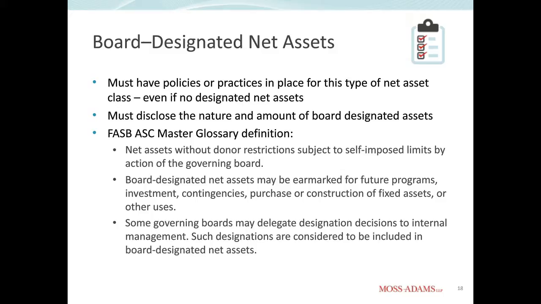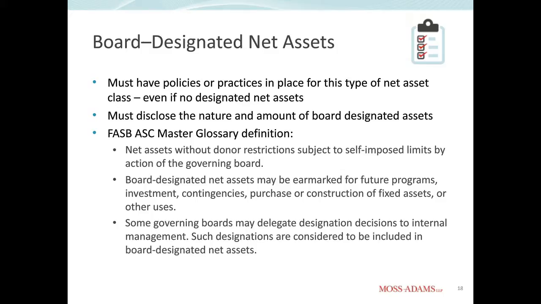The disclosures that are required have to do with both the nature and amount of the board-designated net assets. Usually we find this within the footnotes to the financial statements. However, it can also be on the face of the statements. We will usually see that within the statement of net position, within the net asset categories at the bottom, that shows what amount is without donor restrictions, and then there would be a portion that was board designated without donor restrictions. We have included some of the glossary information as far as what the definitions of those board-designated net assets are.